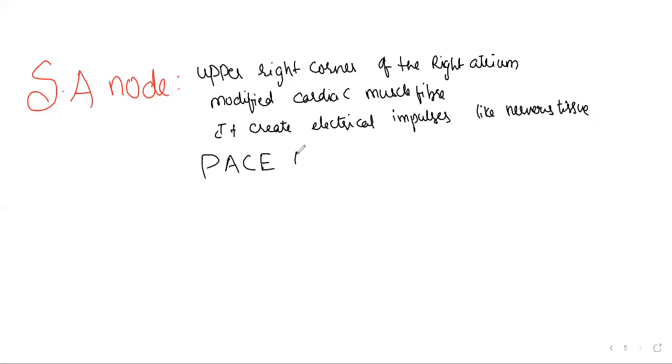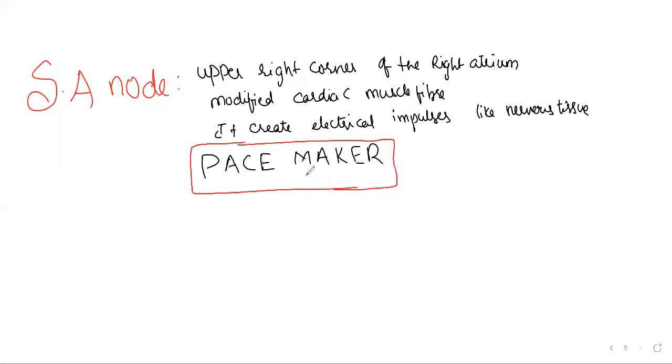Pacemaker. Yes, this is a pacemaker. It generates heartbeats. Initiation of the heartbeat is done by it. So that is the importance of the pacemaker. After that, from the SA node to the AV node, to the bundle of His, to the Purkinje fibers.